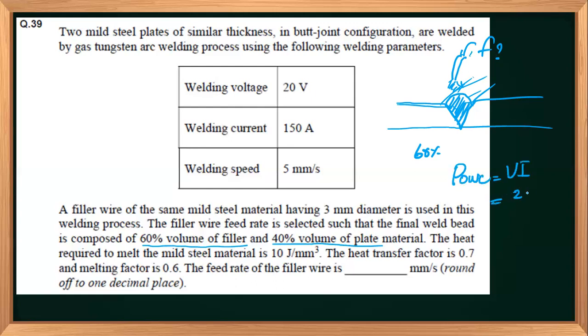What will be the power? VI is nothing but 20 into 150. But out of this power, some losses happen because of the heat transfer and melting, right? So what will be the power which is utilized? The utilized power will be multiplied by 0.7, multiplied by 0.6. So only this much power will be used for welding, meaning the material melting, right? This is the total power required for welding.